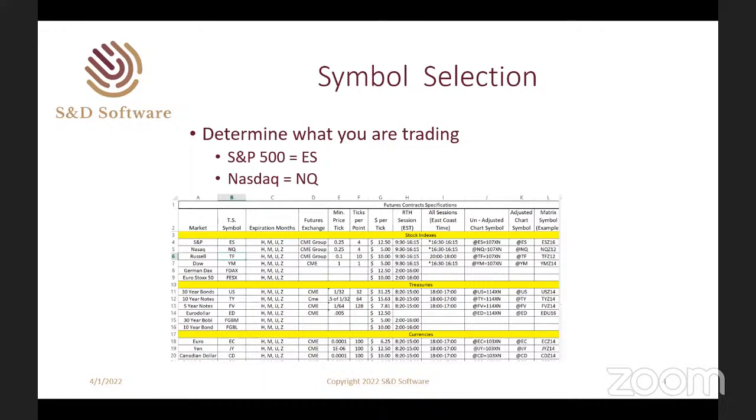But I've set this sheet up, and these are things that I've looked at over many years, and I've categorized them into stocks, indices, the treasuries, currencies, and I also have softs and commodities as well on the sheet. This just gives you a quick example of some of the different things that we look at.